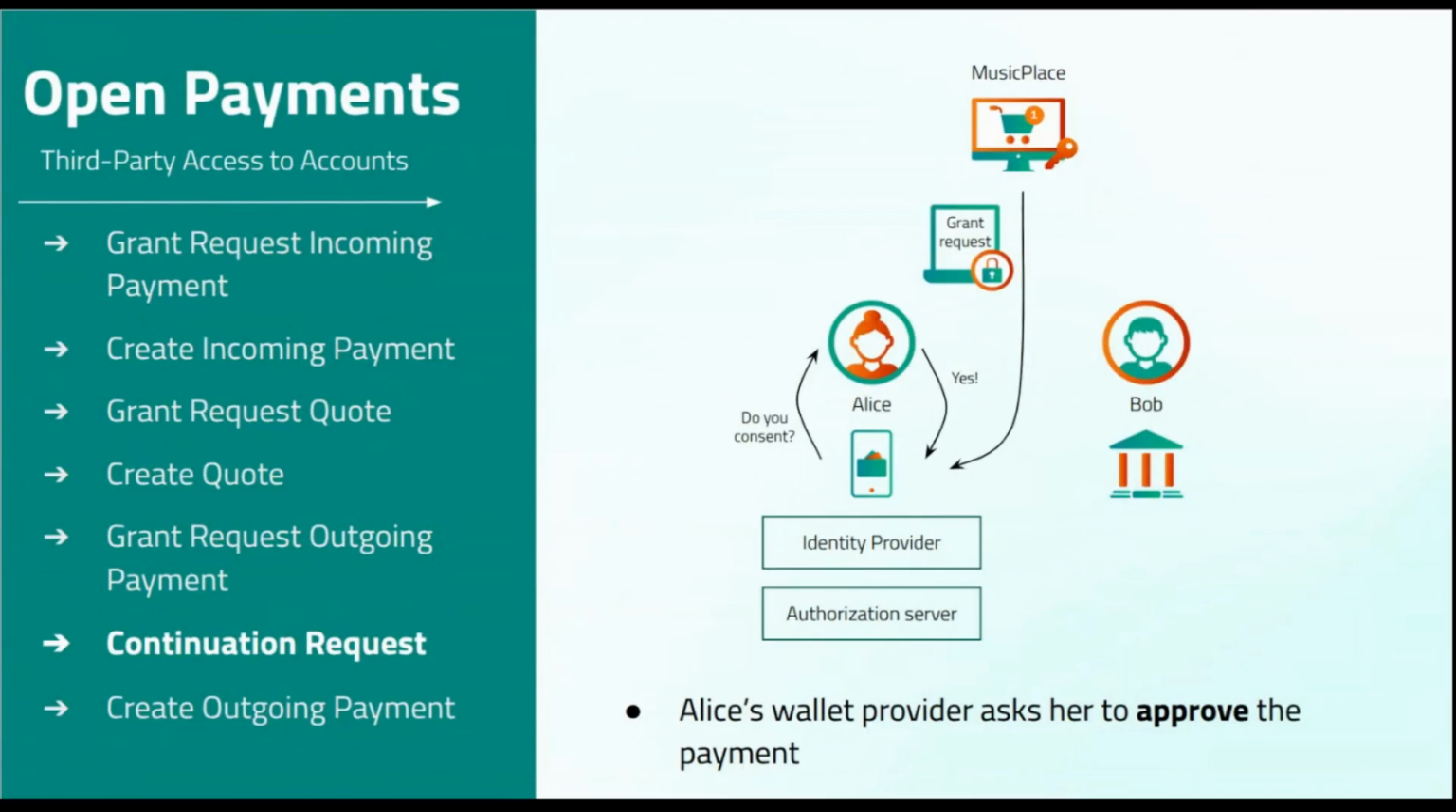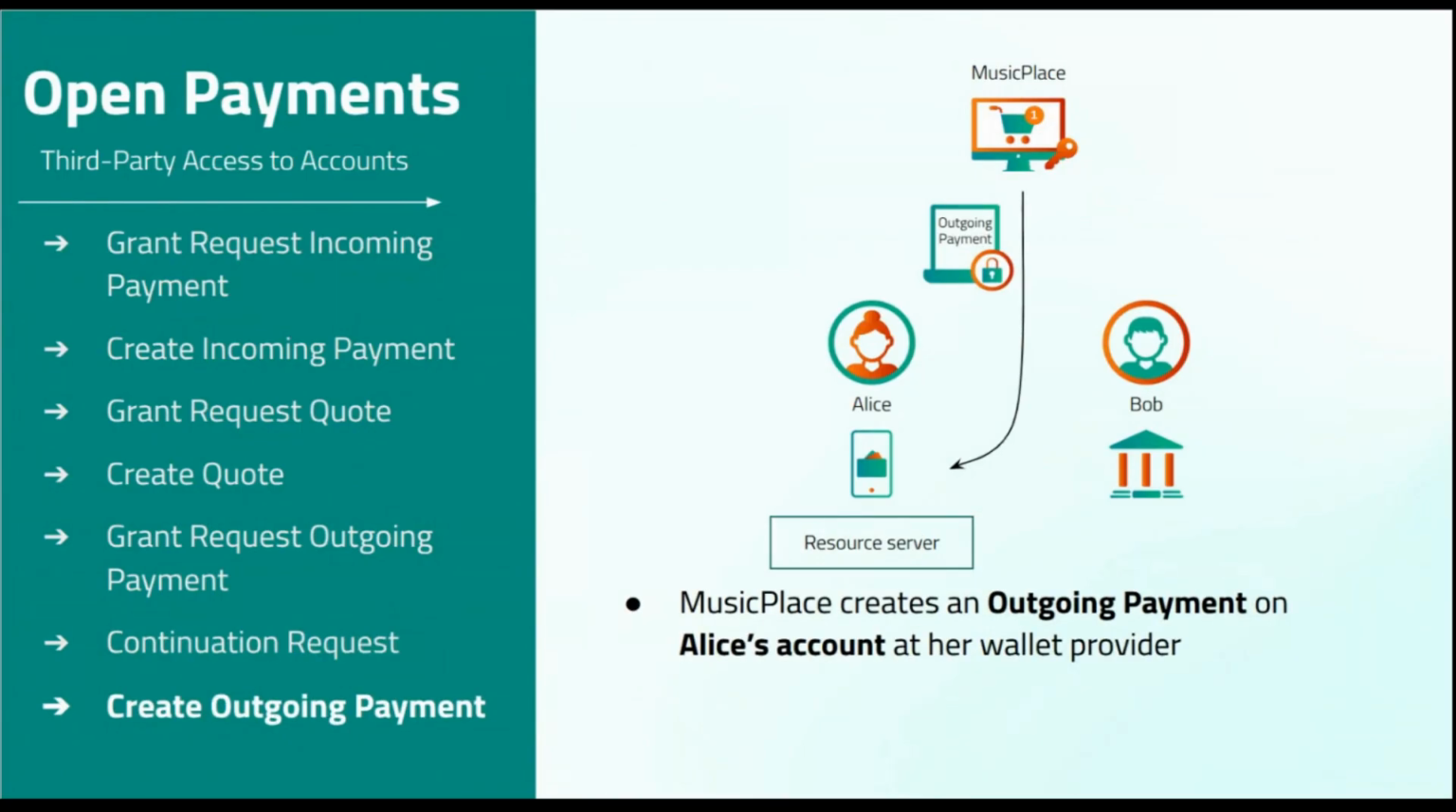So these requests for the grant request would go both to the authorization server, and then it would also involve requests to the identity provider, because you need the identity to make sure you're speaking to the right person, and then you also need to get their feedback about whether they consent or not before an access token can be given to the MusicPace application. And only after the payment has been approved can that outgoing payment resource finally be created.